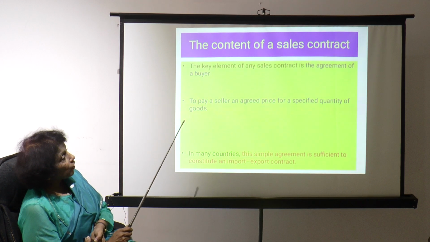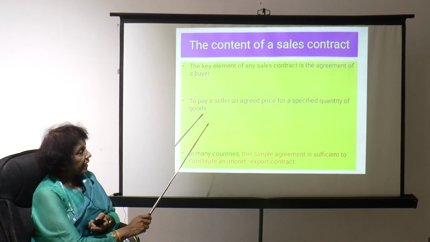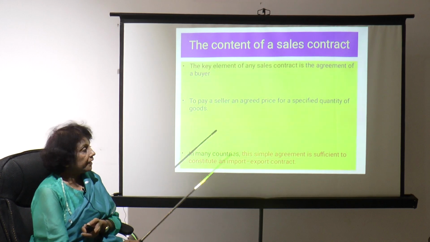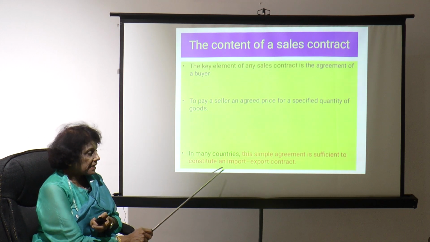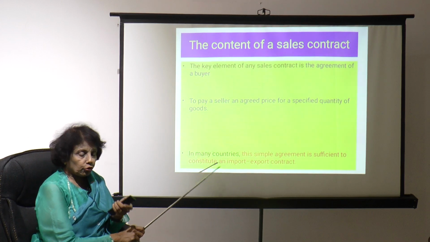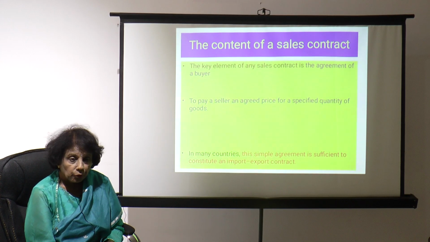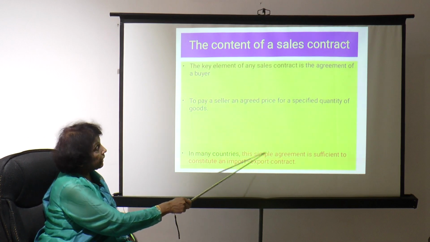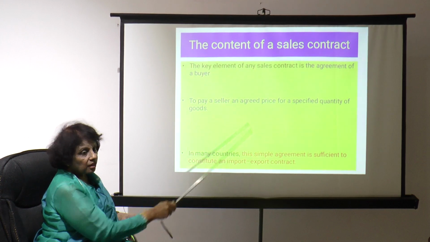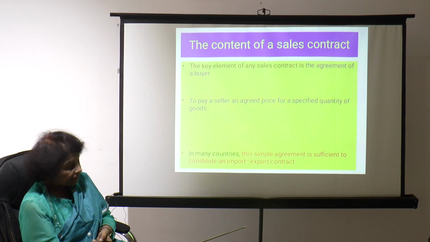So, the key element of any sales contract is the agreement of the buyer to pay the seller an agreed price for a specified quantity of goods. In many countries, this simple agreement is sufficient to constitute an import-export contract. So that is the key element of a sales contract.